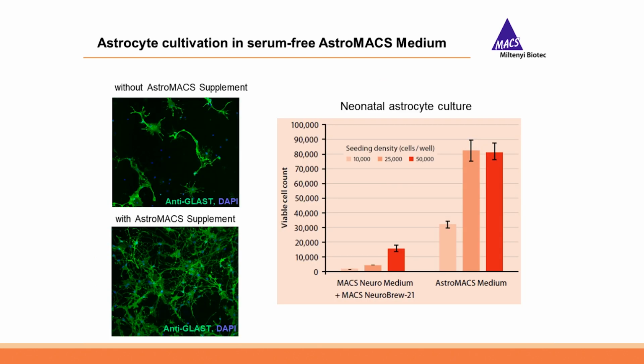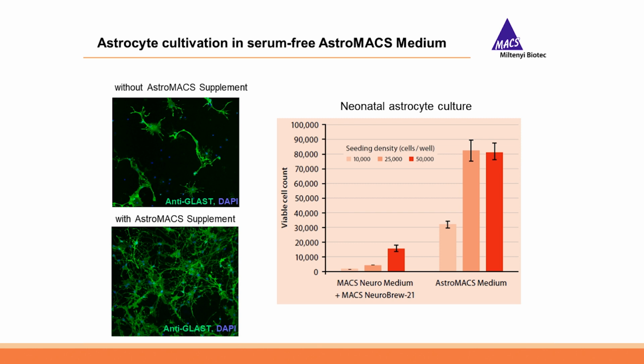In case of cultivation of the cells in AstroMACS medium, as you see in the graph, you have a higher viable cell count after 7 days at all the different densities in comparison to a cultivation in MACS Neural Medium without the AstroMACS supplement. Especially in case of the lower densities, the AstroMACS medium allows cultivation of astrocytes, whereas cultivation in the other medium is in principle not possible anymore, as you see here in case of 10,000 cells. Also in the pictures, you see without the AstroMACS medium there are only a few cells, whereas you get a very nice cell culture when you add the AstroMACS.